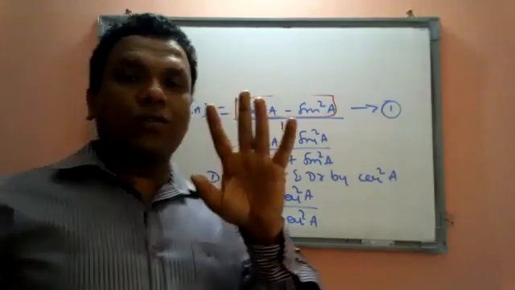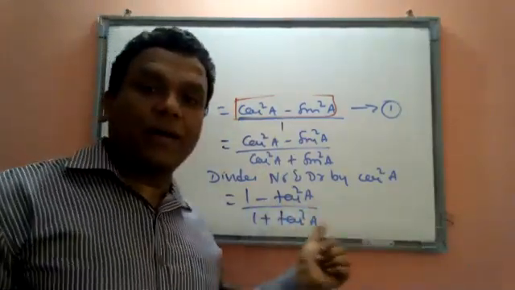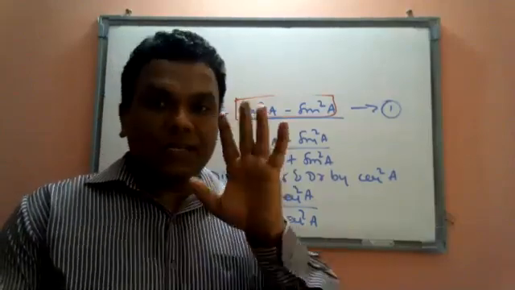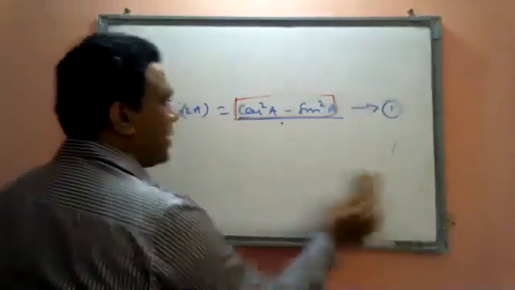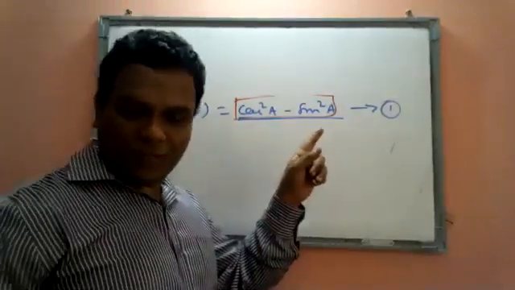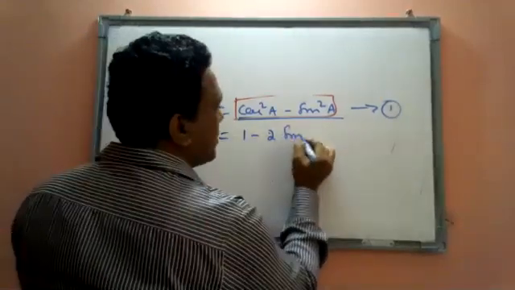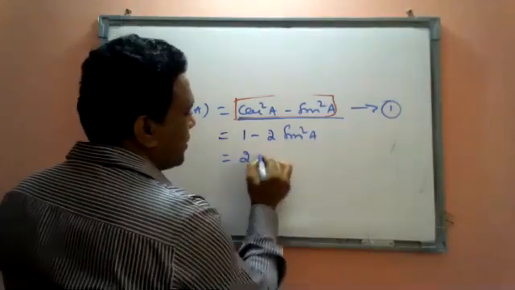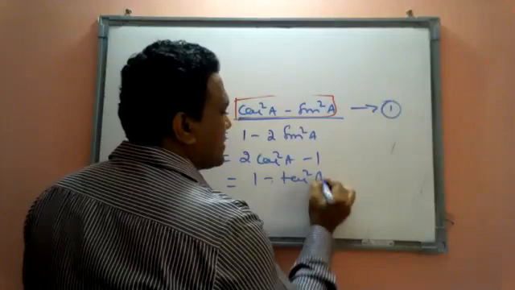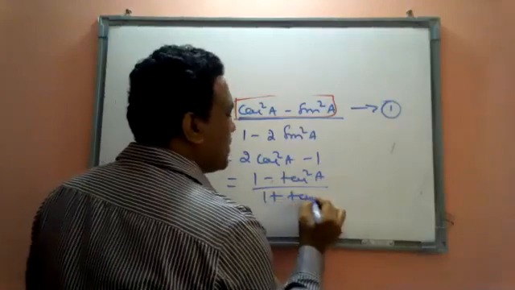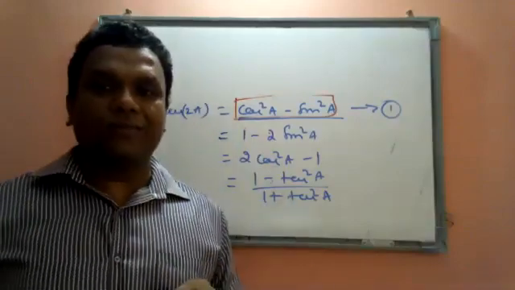So the fourth formula of cos 2a will be 1 minus tan square a divided by 1 plus tan square a. I said, students, there are 4 formulas for cos 2a. I will write all in one step. This is the first one, cos square a minus sin square a. The next one, 1 minus 2 sin square a. The next one, 2 cos square a minus 1. And the next one, 1 minus tan square a divided by 1 plus tan square a. So these are the 4 formulas under cos 2a.